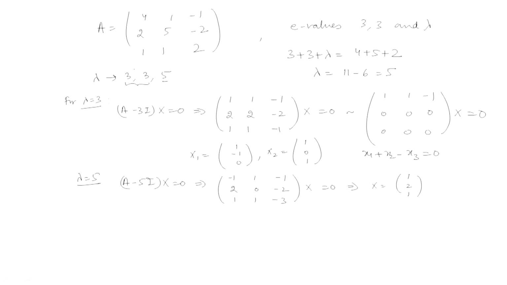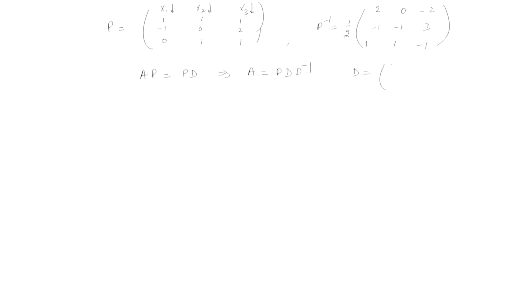Now, AP will be equal to PD, and this implies A is equal to P D P inverse. And what is D here? D will be nothing but the diagonal matrix of eigenvalues. The first eigenvector corresponds to lambda equal to 3. So, here you can write first 3, 0, 0, then 0 3 0, and 0 0 5.